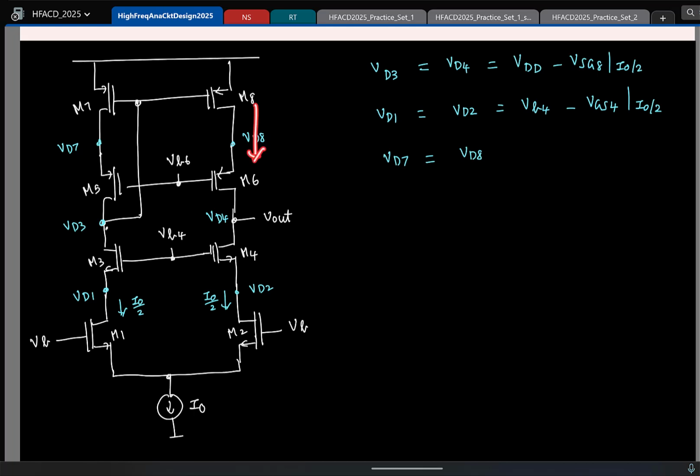Again, the current in the PMOS transistor is fixed to be I0 by 2, which means the source to gate voltage of this fellow must be fixed. So VD8 will be VB6 minus the source to gate drop. Okay, so this is VSD6. So this will be VB6 minus source to gate of M6 at a current of I0 by 2.